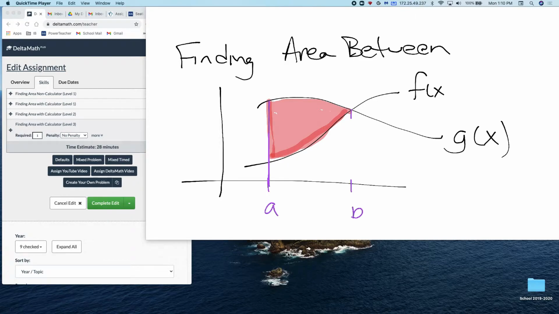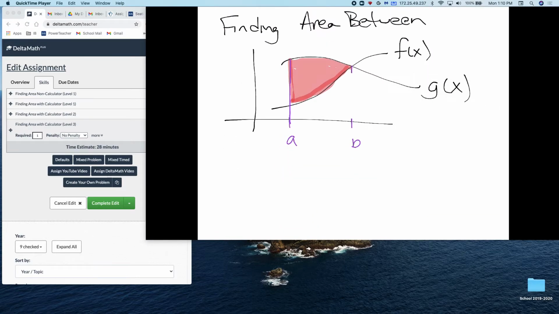If we want to find the area between those two curves, all you do is the integral from A to B, so from the starting value to the ending value, and we would do the top curve minus the bottom curve. And that's it. Once you write that, you can solve it using algebra.